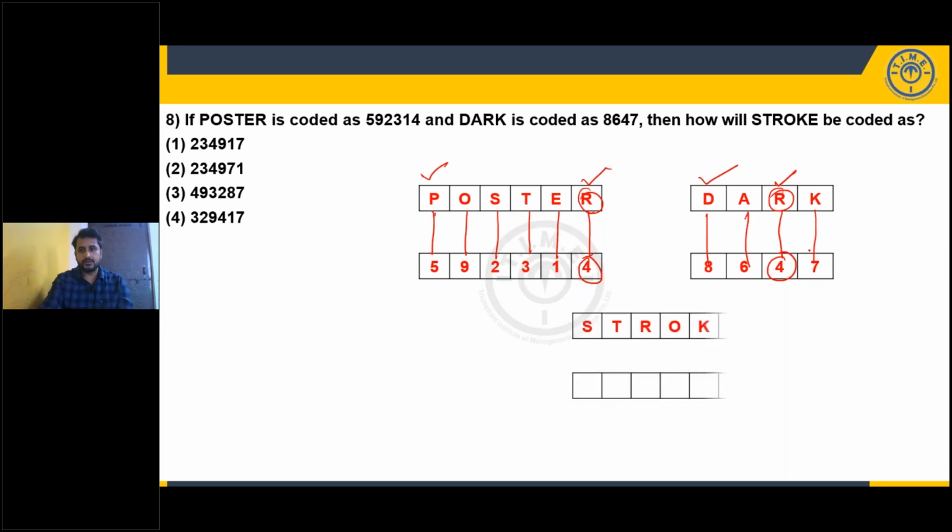Now apply the same logic to the given word stroke. What is important here is, if any number of letters are common, for all those letters, codes should be in the same position. Then only we can apply the logic. Letters and digits are in corresponding positions. We can apply this logic. Corresponding positions means one on one, first to first, second to second, third.